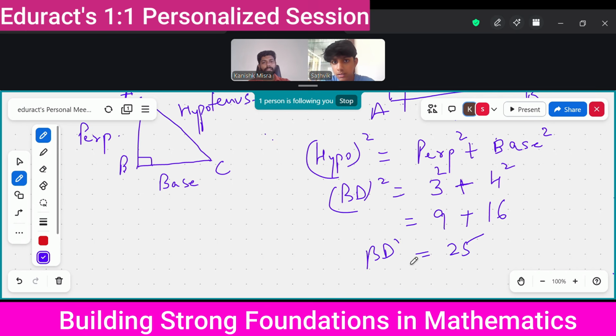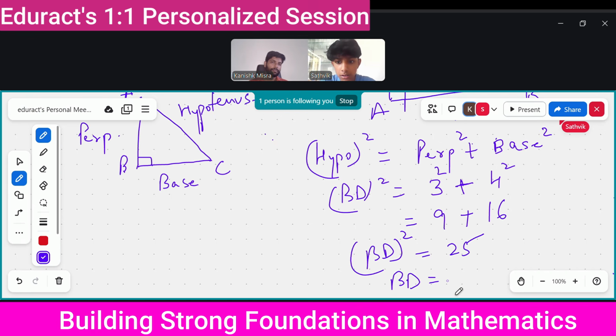If I need to find BD, then what would be the value of BD? This is square, no? 25. I have to find without a square value. We should find the square root of 25. See, BD square is 25. If I need to find BD, it would be under root 25.